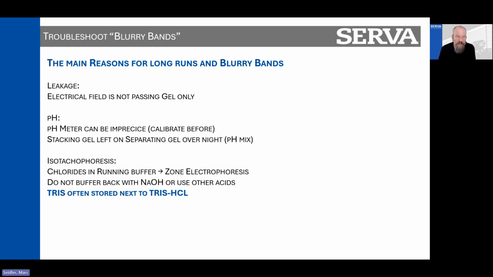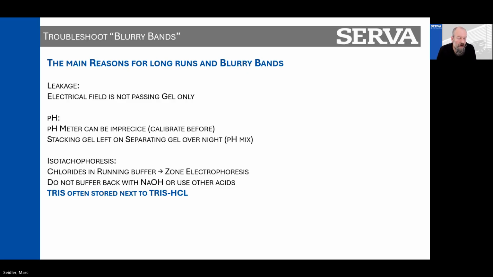And the third possibility why it comes to those blurry bands is the chlorides are in the running buffer. Because if you feed the complete system over and over again with chlorides, you will not have a discontinuous buffer system. You have one buffer system, and this is zone electrophoresis. And I showed the slide where you see that you never can get a sharpening of the bands because it's zone electrophoresis.